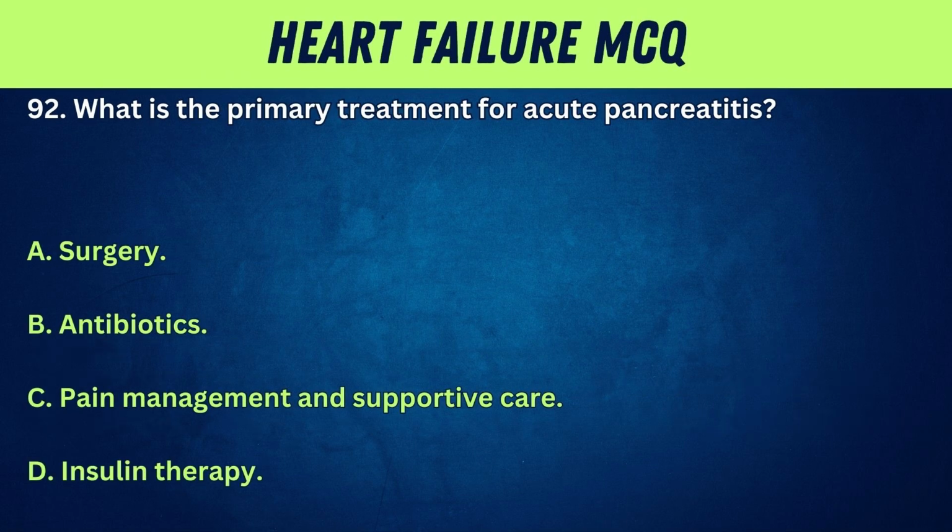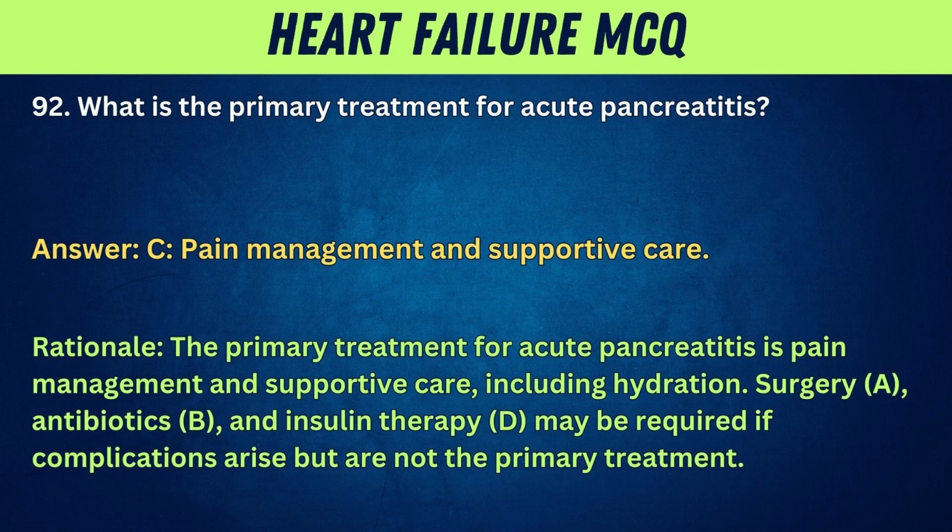92. What is the primary treatment for acute pancreatitis? A. Surgery. B. Antibiotics. C. Pain management and supportive care. D. Insulin therapy. Answer: C. Pain management and supportive care. Rationale: the primary treatment for acute pancreatitis is pain management and supportive care, including hydration. Surgery, A, antibiotics, B, and insulin therapy, D, may be required if complications arise, but are not the primary treatment.